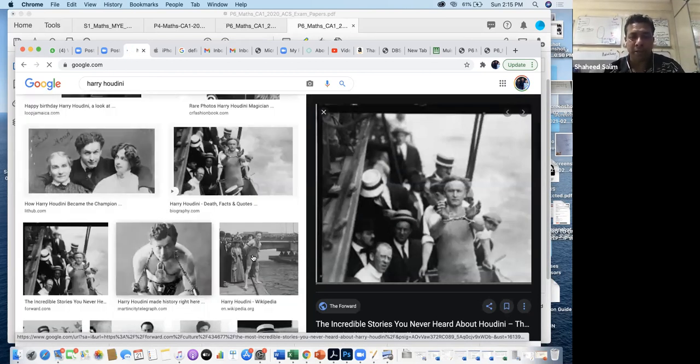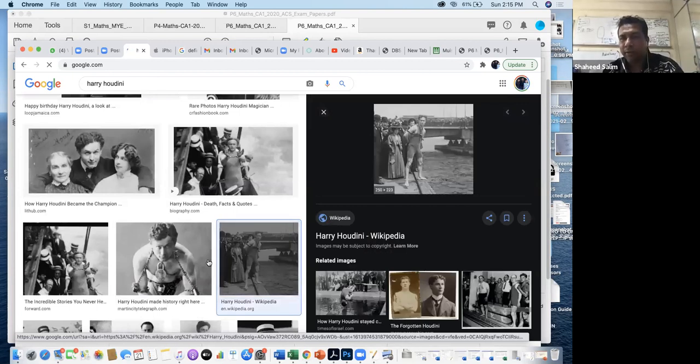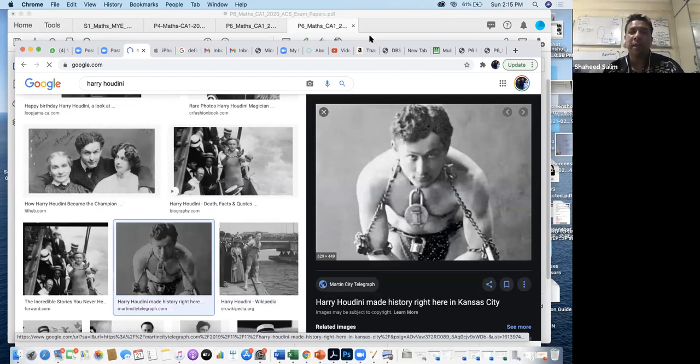You can see this one down here. They will throw him inside the river, same thing. Or put him inside a box, he will escape. And he was able to escape from everything.